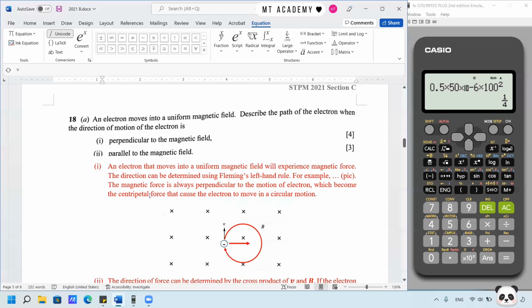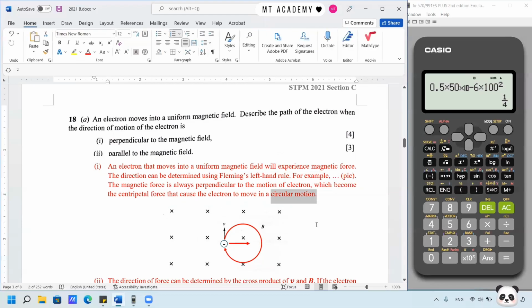The magnetic force is always perpendicular to the motion of the electron, which becomes the centripetal force that causes the electron to move in a circular motion. I think these are all the points you need to add to the explanation to get full marks. Then we're going to explain the parallel case.